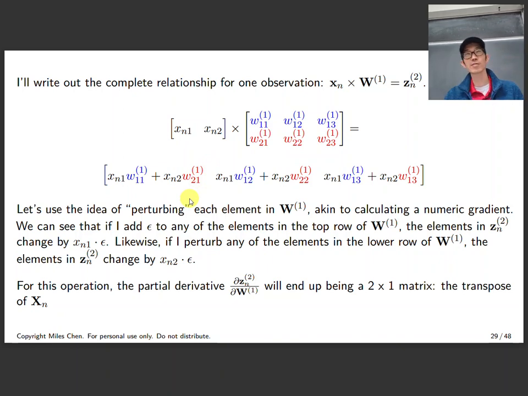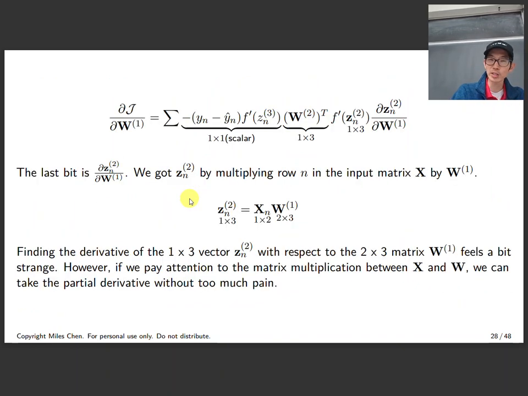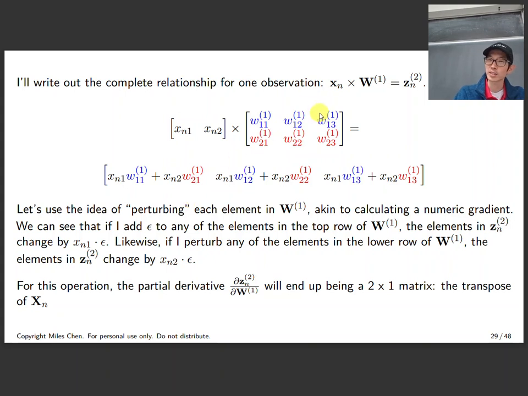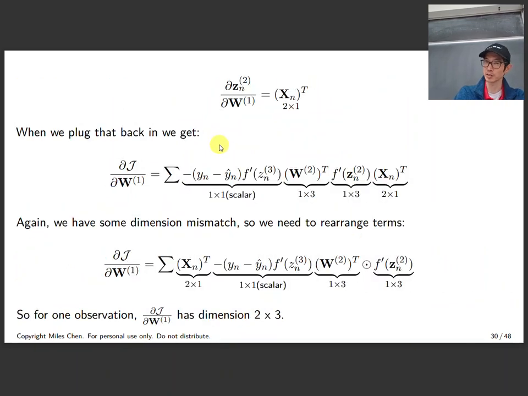So it feels a little bit weird, but if we're talking about the derivative or gradient of Zn with respect to W1, it ends up being basically a 2 by 1 matrix. You take this and you transpose it. It's just going to be the transpose of X, of this nth row in X. Okay, a little bit weird feeling, but it works out mathematically that way.